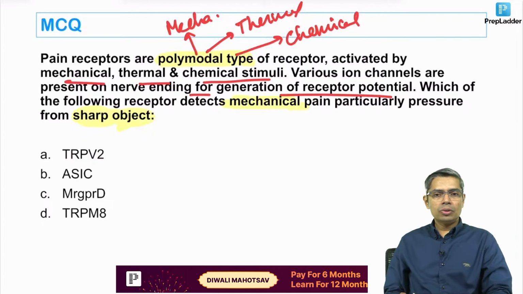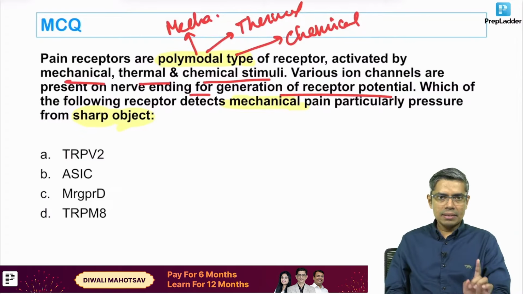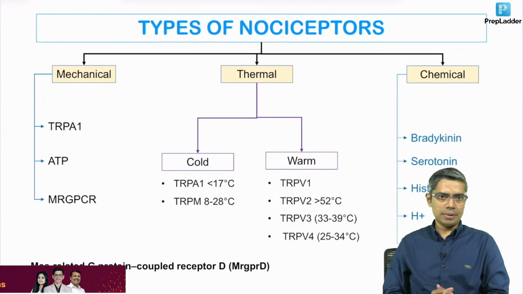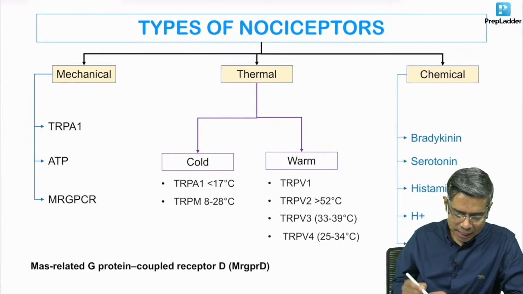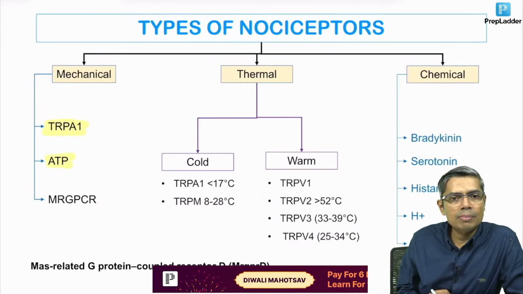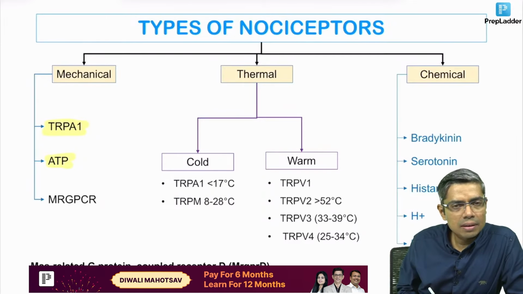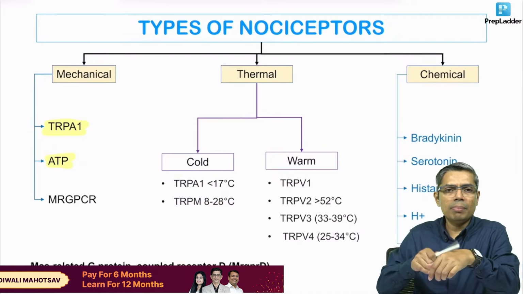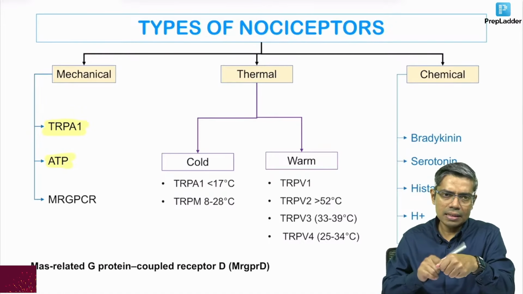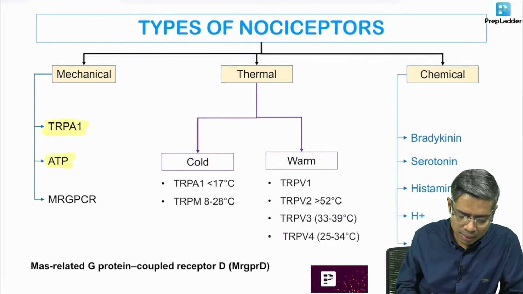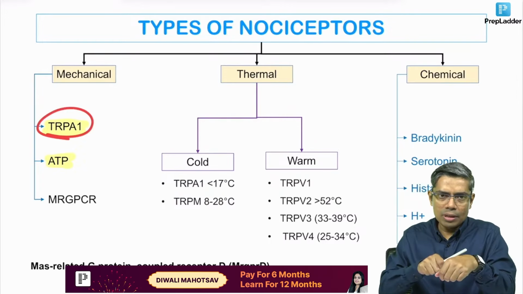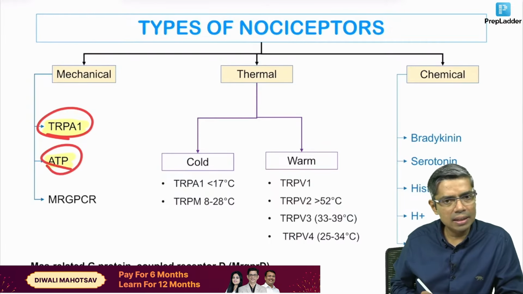Okay, so for mechanical pain detection, thermal pain detection, and chemical pain detection, there are multiple receptors. See, for mechanical pain, the channel is TRPA1, ATP. That's why some of you are saying that TRPA1 is the answer. But any kind of mechanical pain like this is because of activation of the TRPA1 receptor. If it is causing a little tissue damage, then ATP can again be a receptor.